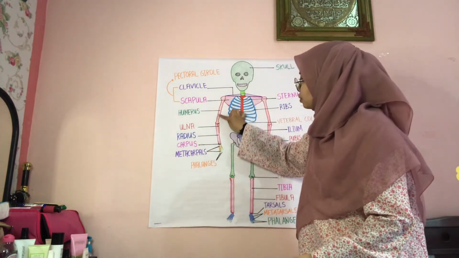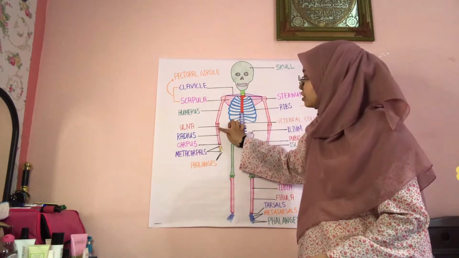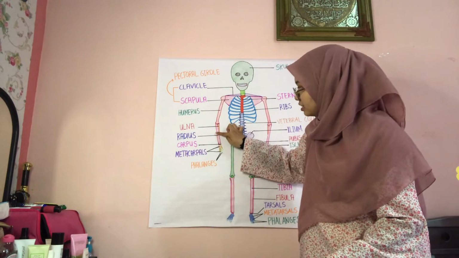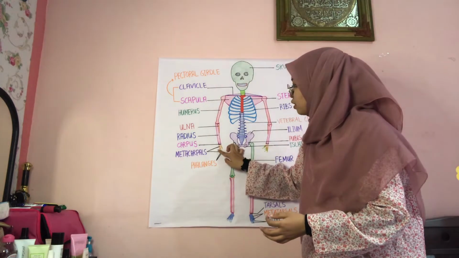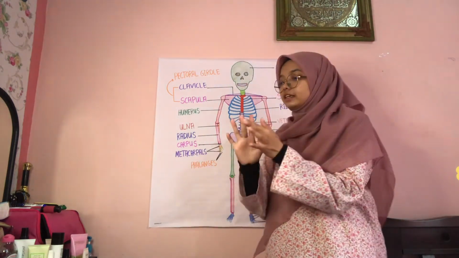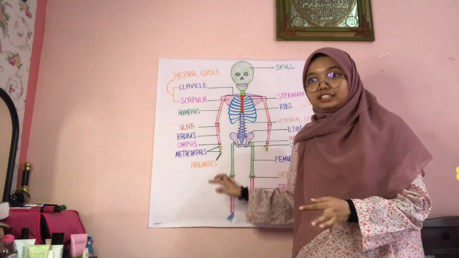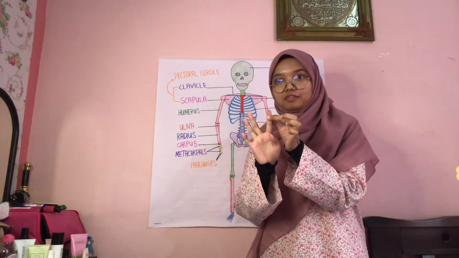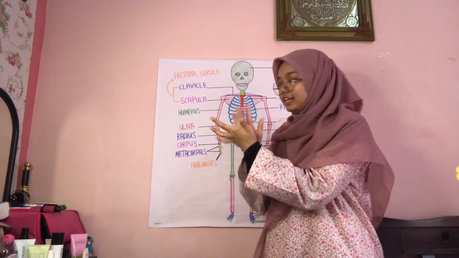And here is the humerus, and the smaller bone is called the ulna, and the bigger one is called the radius. And here is your carpus, and here are your metacarpals, and at the end, the fingers are called phalanges. At the end of your fingers are the phalanges. This is not your phalanges, this one is your phalanges.